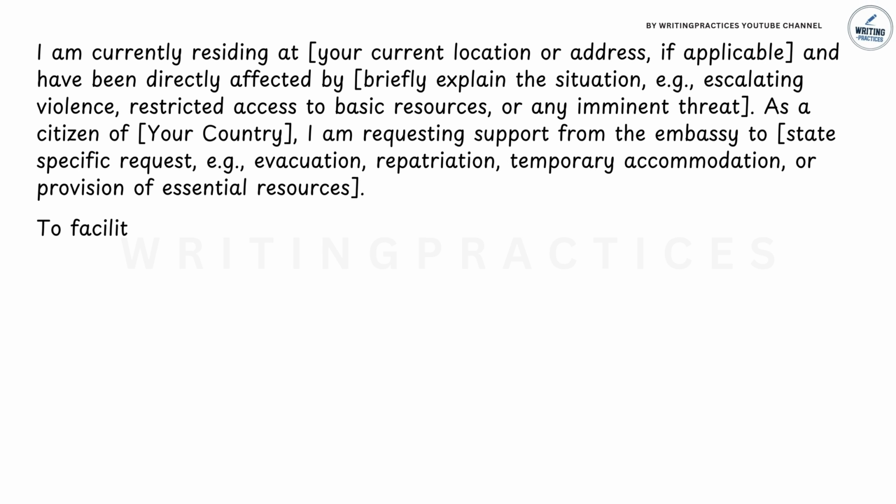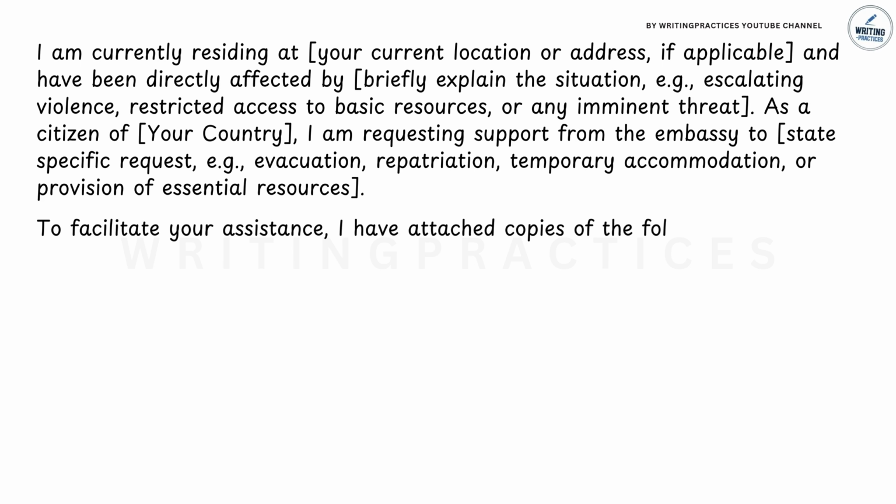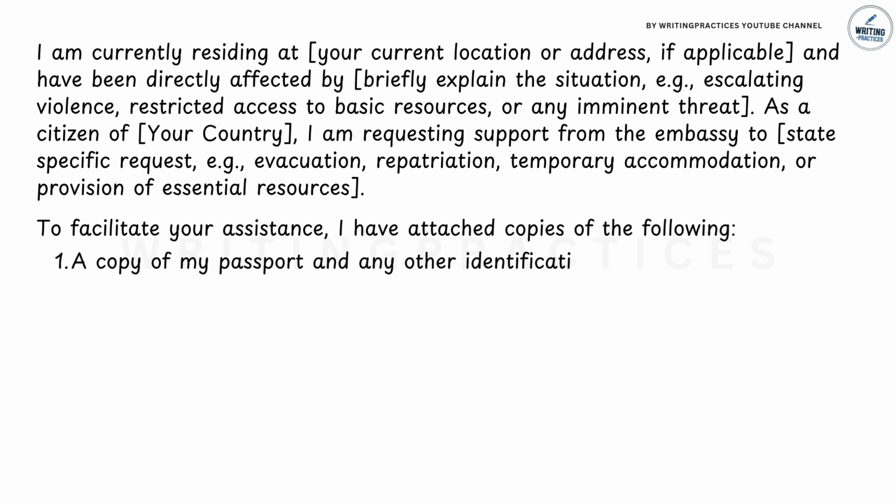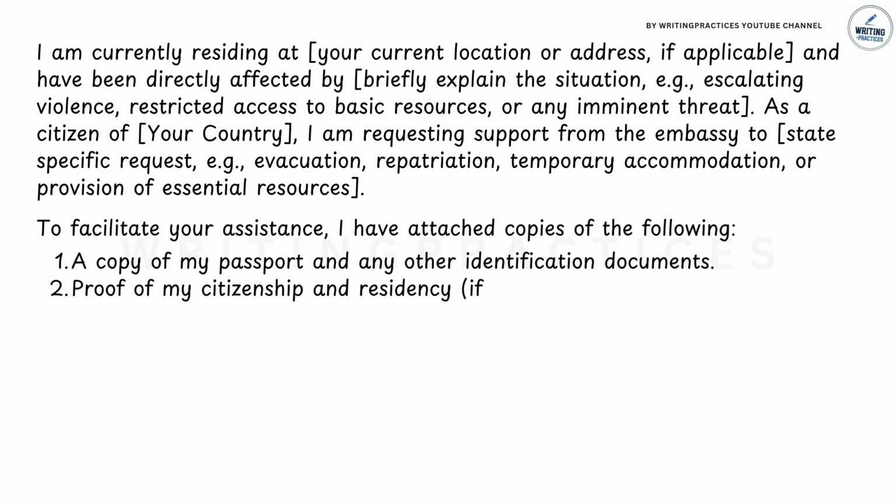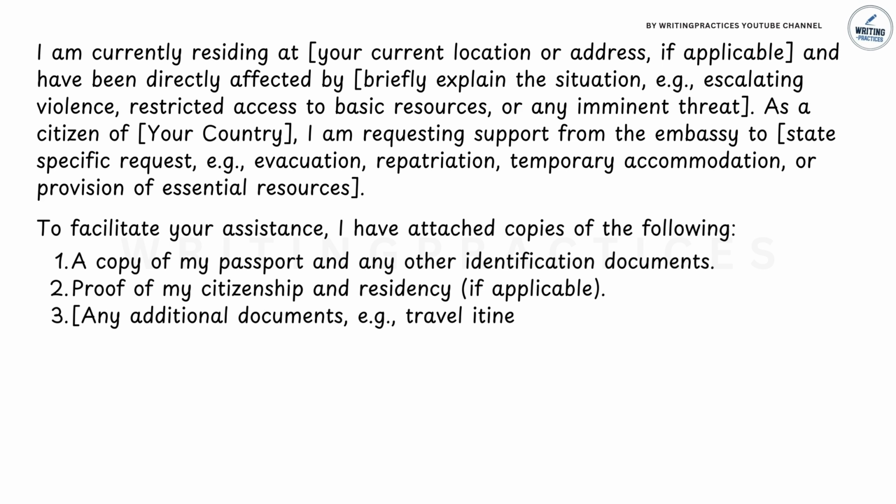Supporting documents. To strengthen your application, outline the documents you are attaching to your letter. For example, to facilitate your assistance, I have attached copies of the following: a copy of my passport and identification documents, proof of my citizenship and residency, emergency contact information for my family in the United States. Providing this information up front saves time and helps the embassy process your request more efficiently. Double-check that all mentioned documents are included before sending the letter.